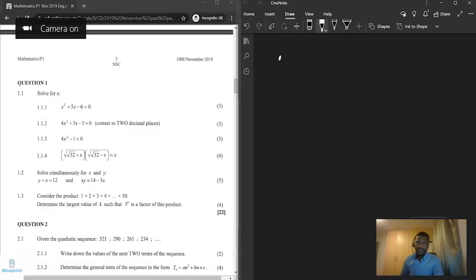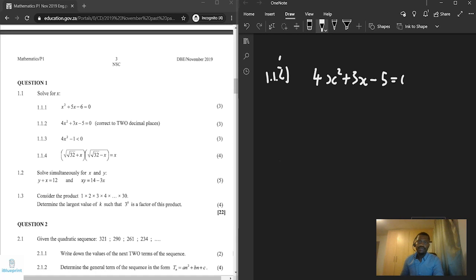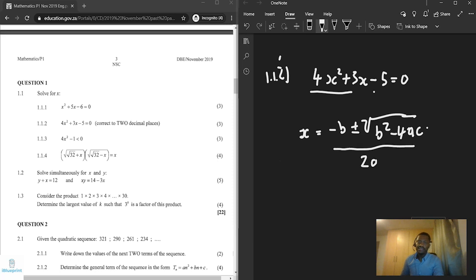Okay, so we move over to 1.1.2. Here we have a quadratic equation: x squared plus 3x minus 5 is equal to 0. Since they said correct to two decimal places, that gives you a hint that you're going to have to use the quadratic formula. Here, if you look at it, there's no factor we can take out. The quadratic formula can be written as x equals negative b plus or minus the square root of b squared minus 4ac, all over 2a. So just try and commit this to memory. It's going to save you a lot of time.